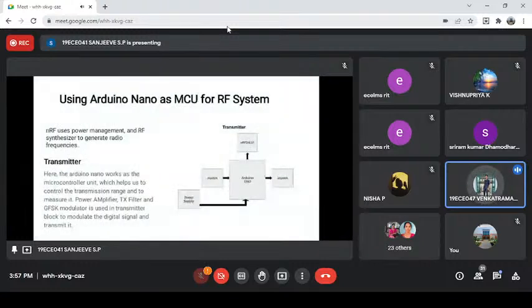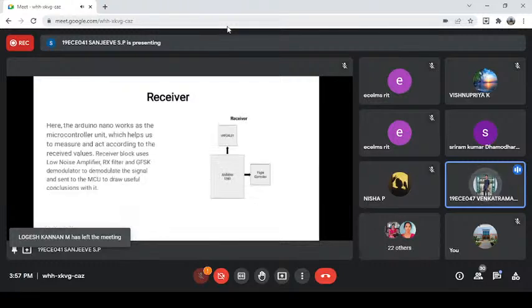So we are using the Arduino Nano's MCU for the RF system. NRF uses power management and an RF synthesizer to generate these radio frequencies. In the transmitter, we connect the joysticks, Arduino, and NRF24L01 with the power supply. In the transmitter module, the NRF uses a power amplifier, TX filter, and GFSK modulator to transmit the data. The receiver block uses a low noise amplifier, RX filter, and GFSK demodulator to demodulate the signal received from the transmitter, and the received signals are sent to the flight controller.